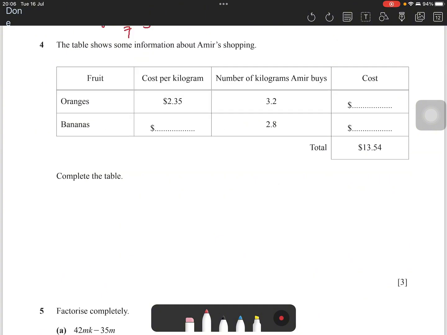Question 4. The table shows some information about Amir's shopping. You know that the cost of 1 kilogram of oranges is $2.35 and he buys 3.2 kilograms. So the amount of money for oranges is 2.35 multiplied by 3.2 equals $7.52. This is $7.52 for the oranges.